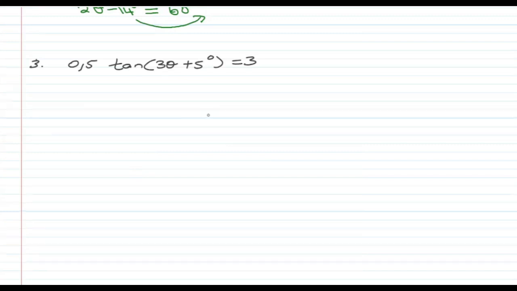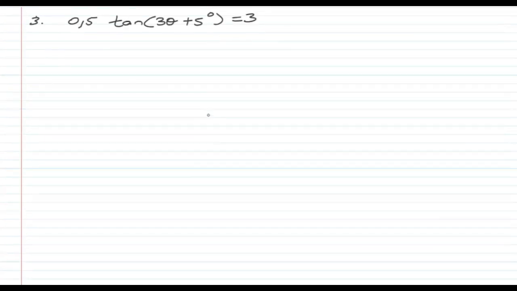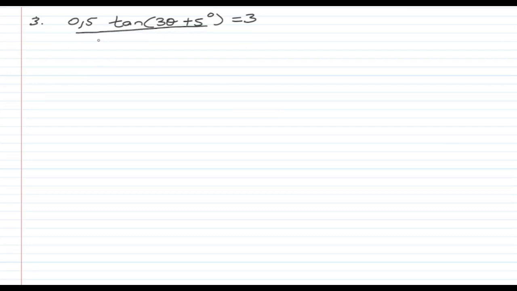Can we work on this one? So I have 0.5 multiplied by the tan of 3 theta plus 5 degrees is equal to 3. Remember the first thing that you need to do, you divide by 0.5, because now we are trying to solve for theta.